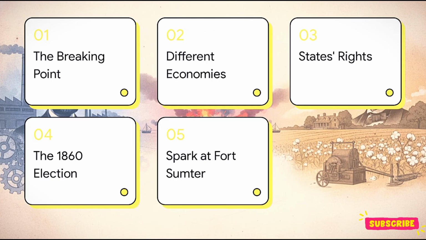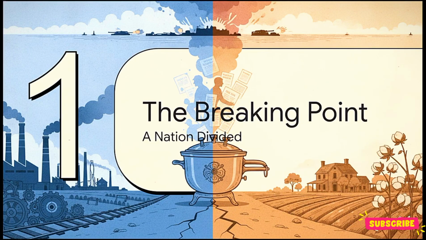All right, here's a quick look at our roadmap for today. We're going to start by examining the breaking point, then we'll compare the two very different economies, explore the intense political battleground of states' rights and slavery, break down the pivotal 1860 election, and finally, look at the spark that ignited the whole shebang at Fort Sumter. So, let's kick things off with Section 1, the breaking point, a nation divided.